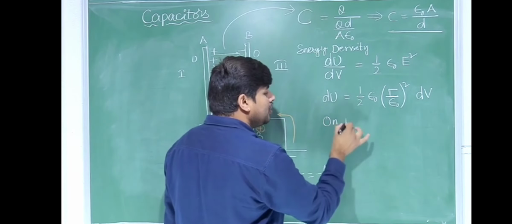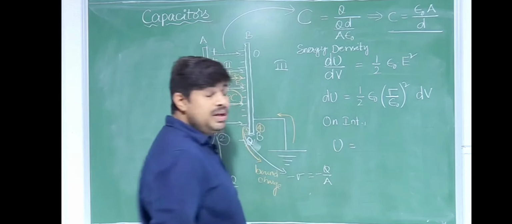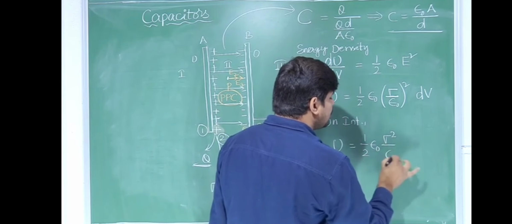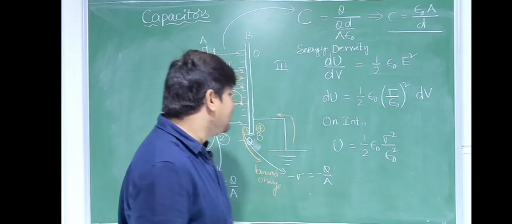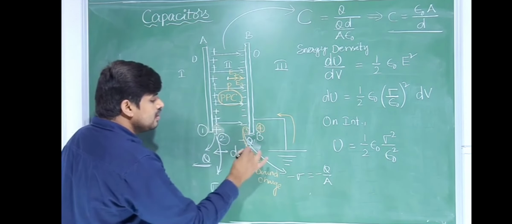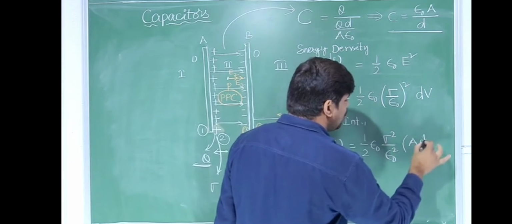So on integration, the energy dU becomes U, with half, epsilon naught, and sigma all constants. So constants will come out. Integral dV will become the volume. What is the volume of this? That is the total volume. If you take the separation between these two plates as d, and the area of each plate as A, then A into d is the total volume.